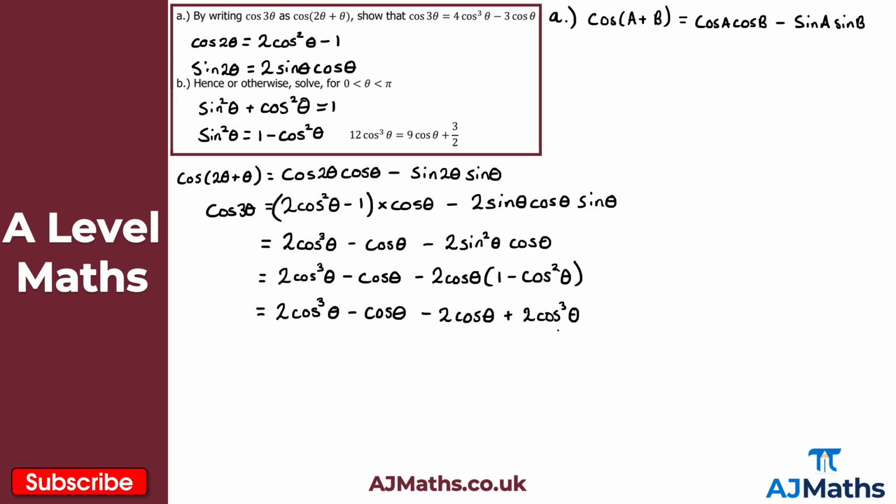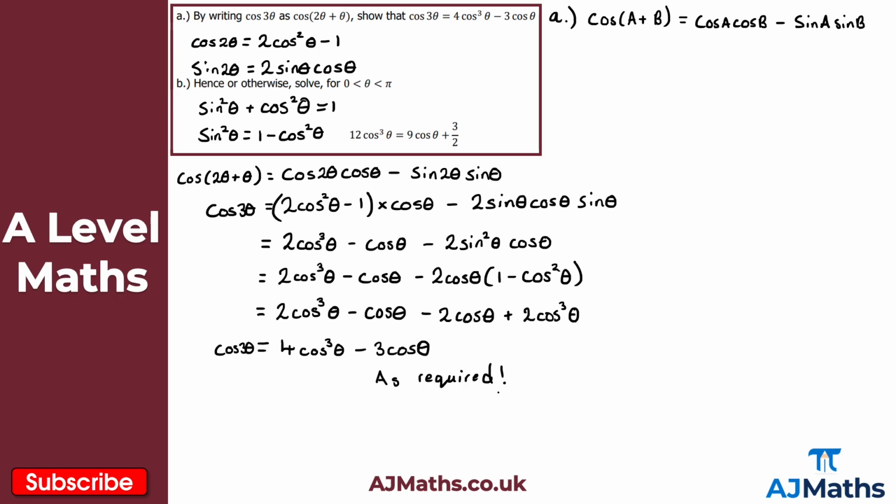So there we have it, and we're nearly done now. All we need to do to finish is collect like terms. I've got 2 cos cubed theta plus 2 cos cubed theta, which gives me the 4 cos cubed theta that we require. Perfect. We've also got minus cos theta, minus 2 cos theta, so we get minus 3 cos theta. And that is for cos 3 theta, equal to exactly what we needed, as required. So there we have it, that is the solution to part A.